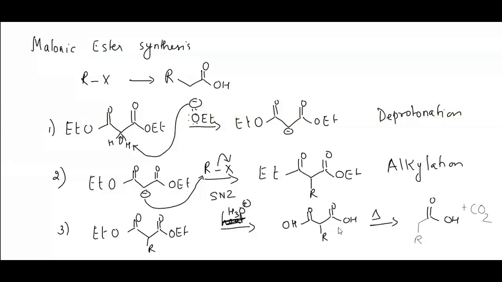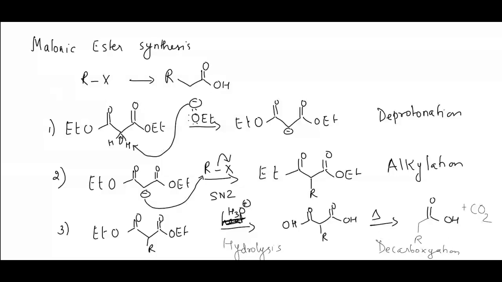So basically there are four different steps: deprotonation, alkylation, then hydrolysis, and finally decarboxylation. You can see that you started with an RX, but you ended up with a carboxylic acid. So you can convert an RX to a carboxylic acid by using this malonic ester synthesis.